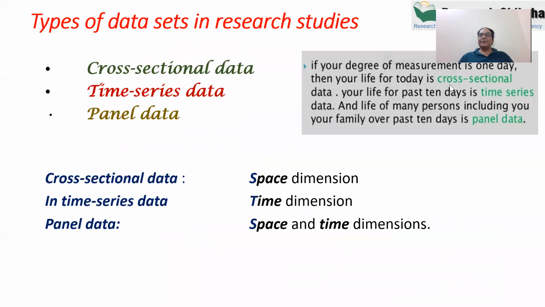Basically, in research, we deal with three kinds of data set: the cross-section data, time series data, and the panel data. So it is important to understand all types of data set, and what is the difference between the different types of data set. And so I am starting from the very basic, so don't worry about that.